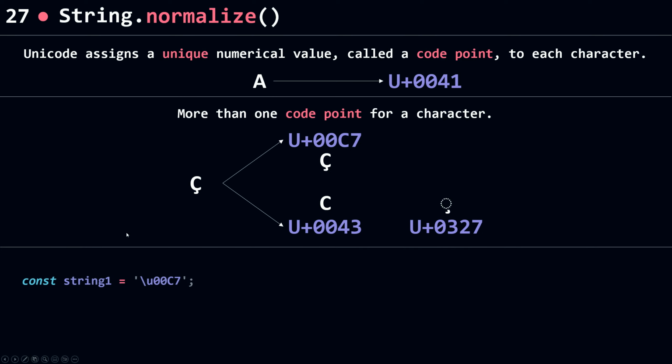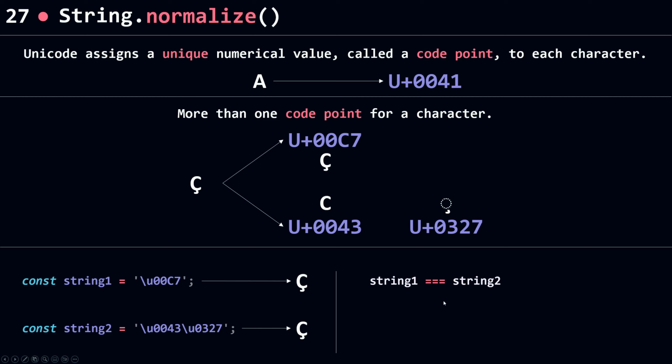So in JavaScript, when I assign this code here to a string 1, I'm gonna get this character here when I console log it. And then if I assign these two codes here, these two CodePoints to a string 2, I'm gonna get the same character. So both the strings here have the same visual appearance, but they don't have the same CodePoint. So when you compare these two strings here, you're gonna get false. And when you compare the length also, you get false because the length of string 1 is 1 and the length of string 2 here is 2.